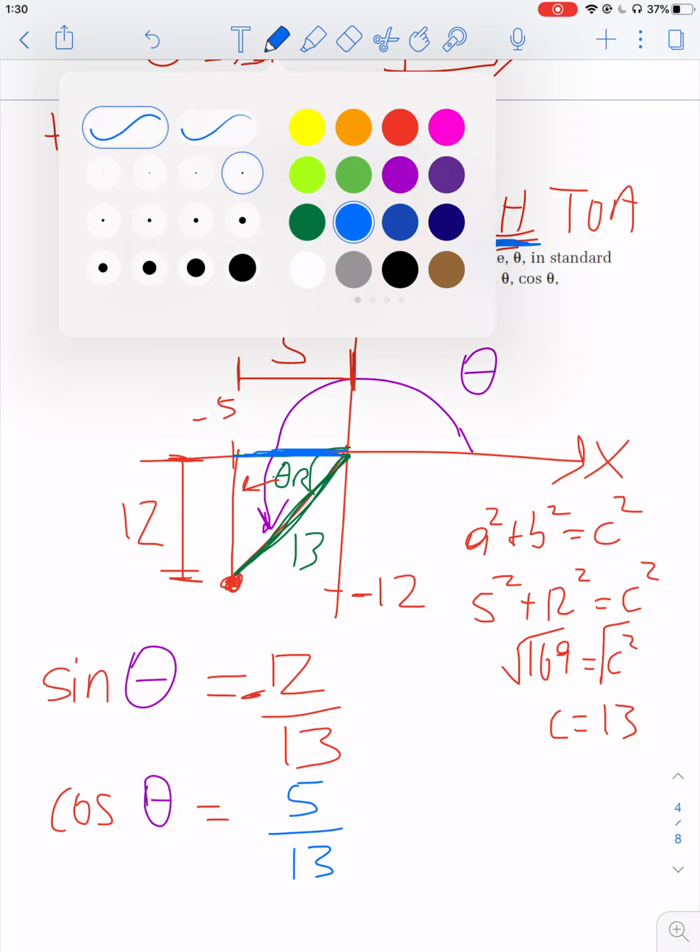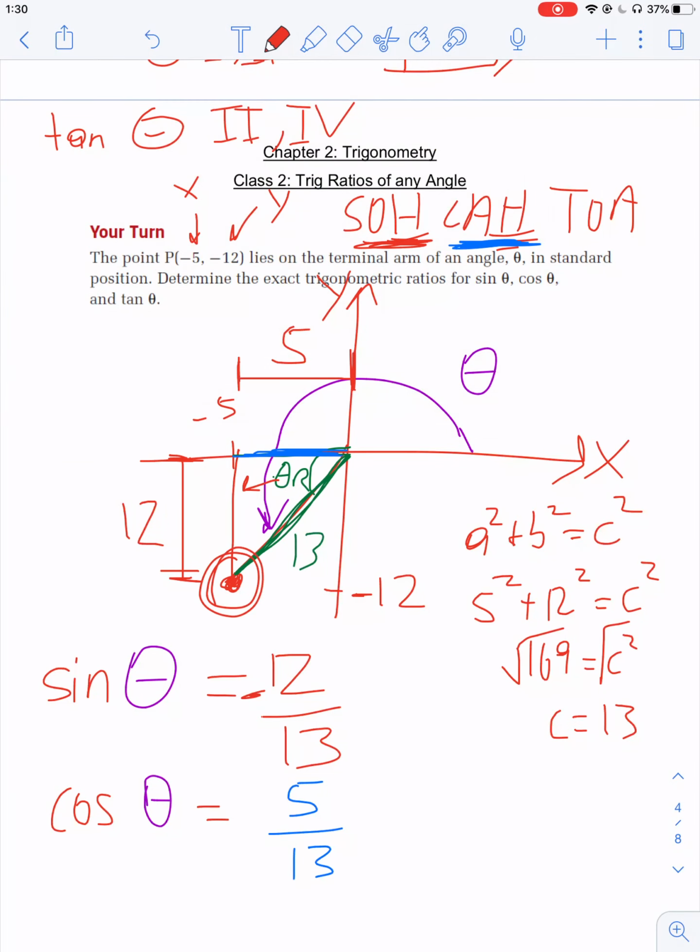Now let's look at this point again. Because cos is my x coordinate, is my x coordinate negative? Yes, it is.